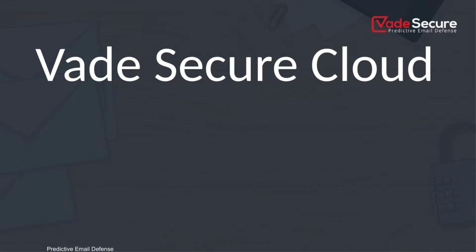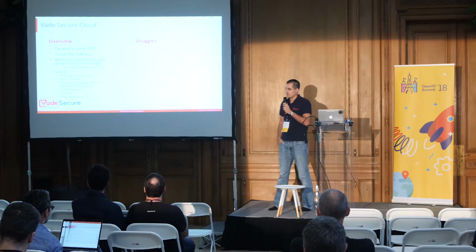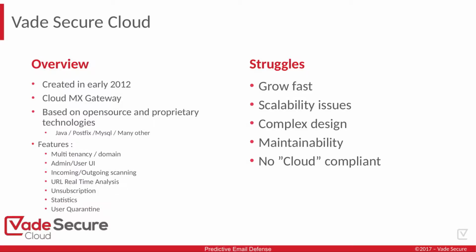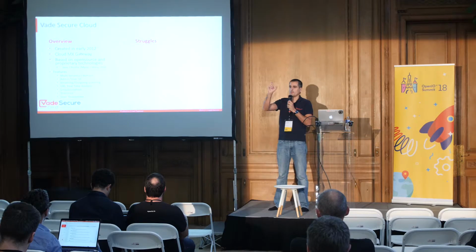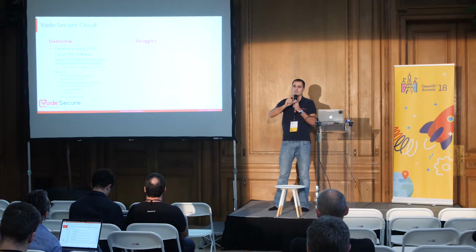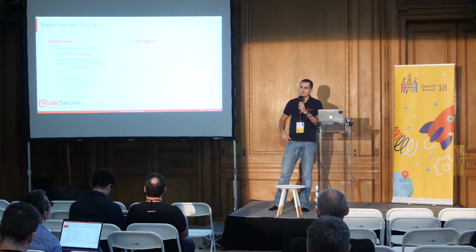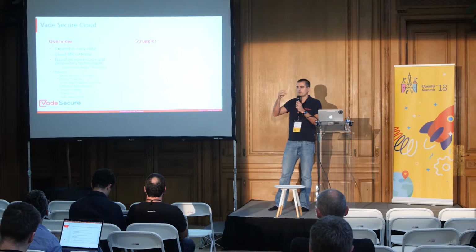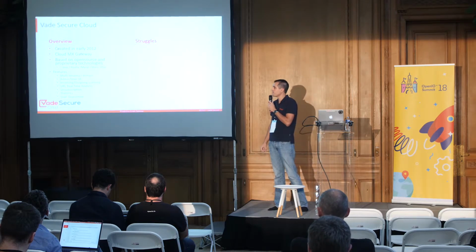So what is Vade Secure Cloud? It's a cloud MX gateway. You can see it as a gateway where you only redirect the mail exchanger. So you make a modification inside your DNS. We are going to clean up the email and then deliver it to the email solution.